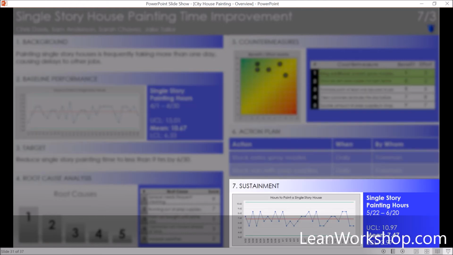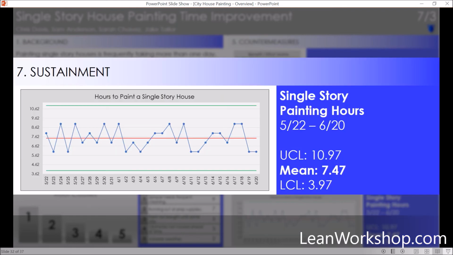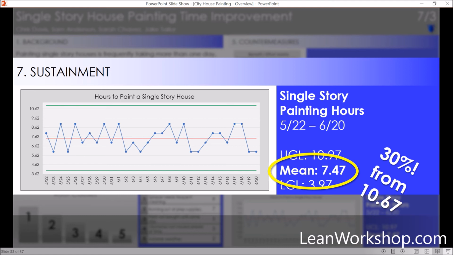Chris continued to chart the completion time, and after 30 more houses, it was clear that the solutions were working. The average house painting time was reduced by 30%, and they were regularly completing the jobs in one day.